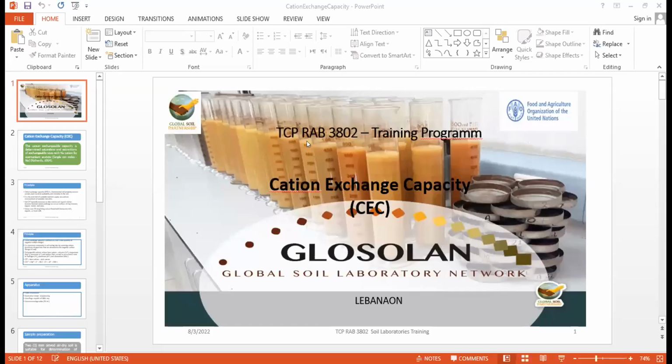Today is day 6 in the training session for Lebanon. Today we are going to deal with exchangeable cation in general and cation exchange capacity as a very important soil parameter. I share with you my presentation.